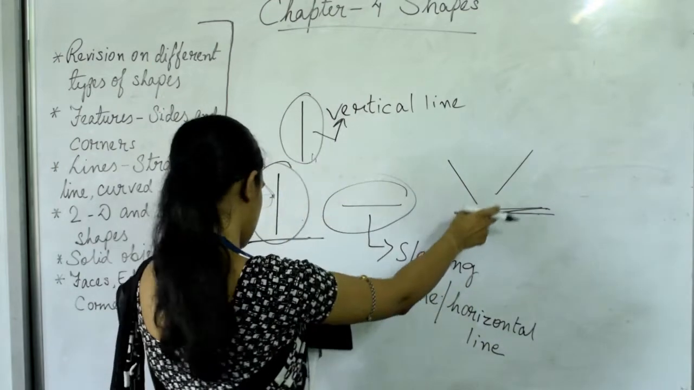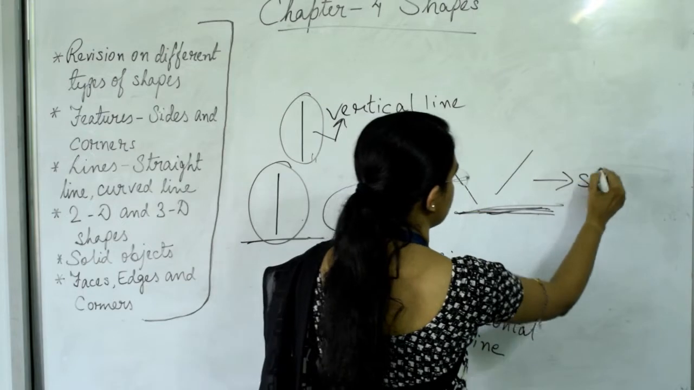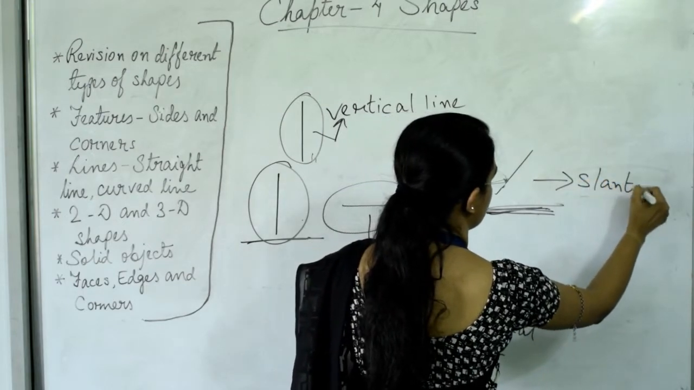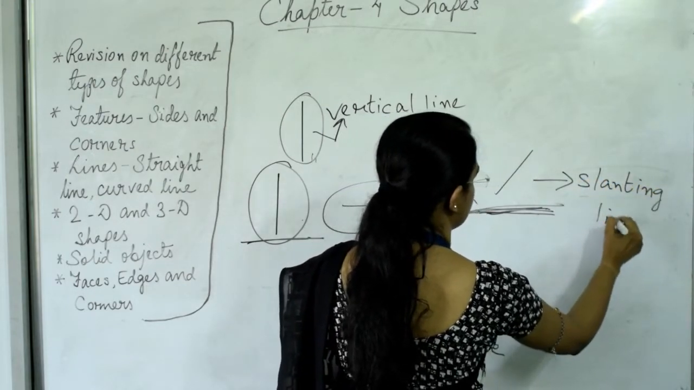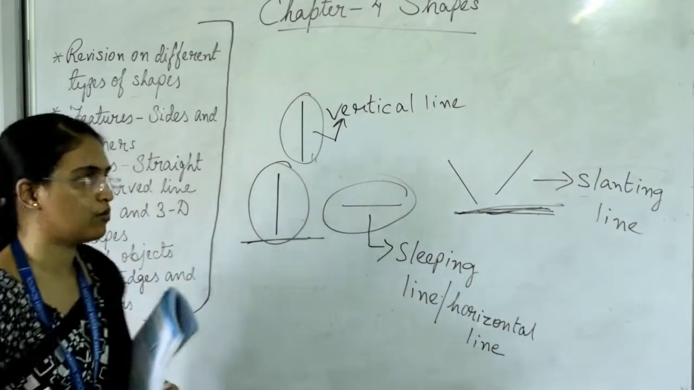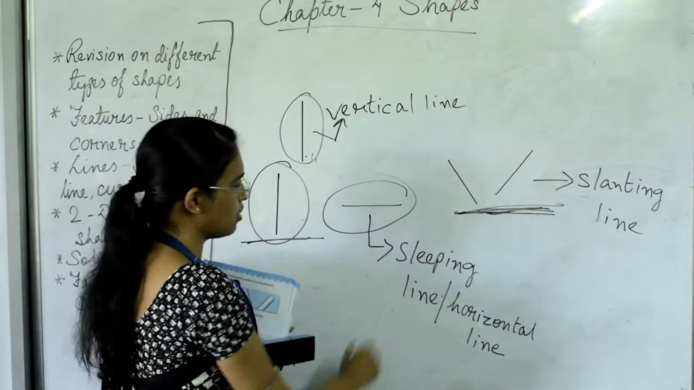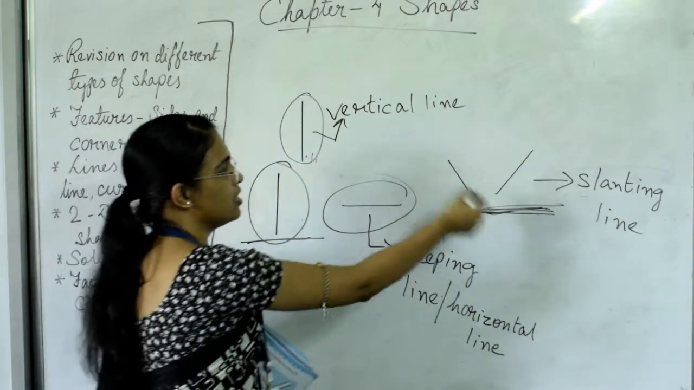And this is a slanting line. This too is a slanting line. So there are different types of lines. This is a standing line or vertical line, this is a sleeping line or horizontal line, and this is a slanting line.